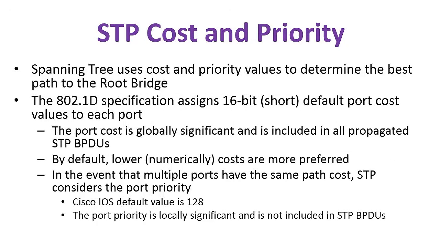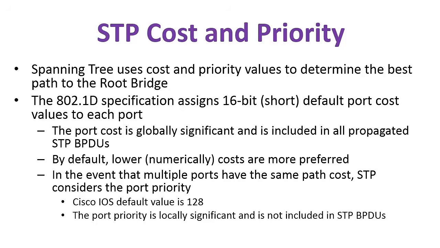Spanning tree uses cost and priority values to determine the best path to the root bridge. In the 802.1D specification, it assigns 16-bit default port cost values to each port. Now, note this before we dig into the actual port values. The port cost is globally significant and is included in all propagated BPDUs. By default, the lower costs are more preferred. So you're going to see this in a second as we draw this out.